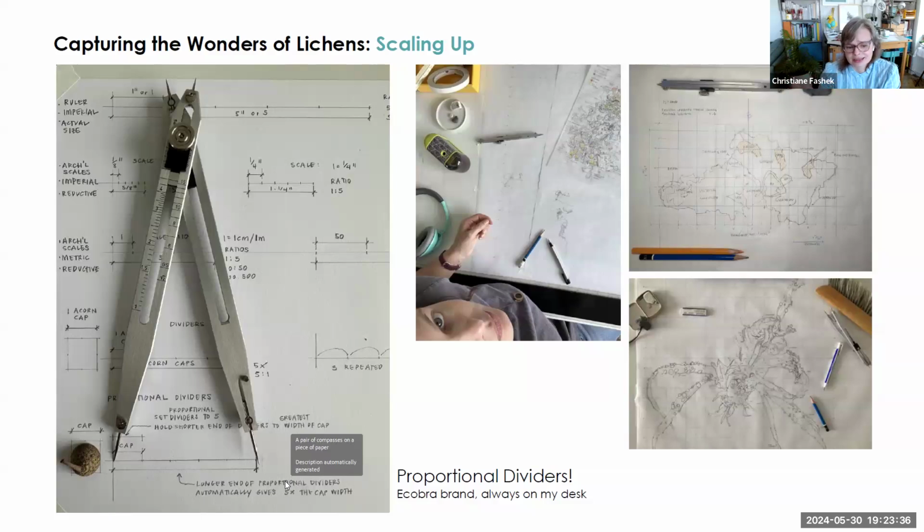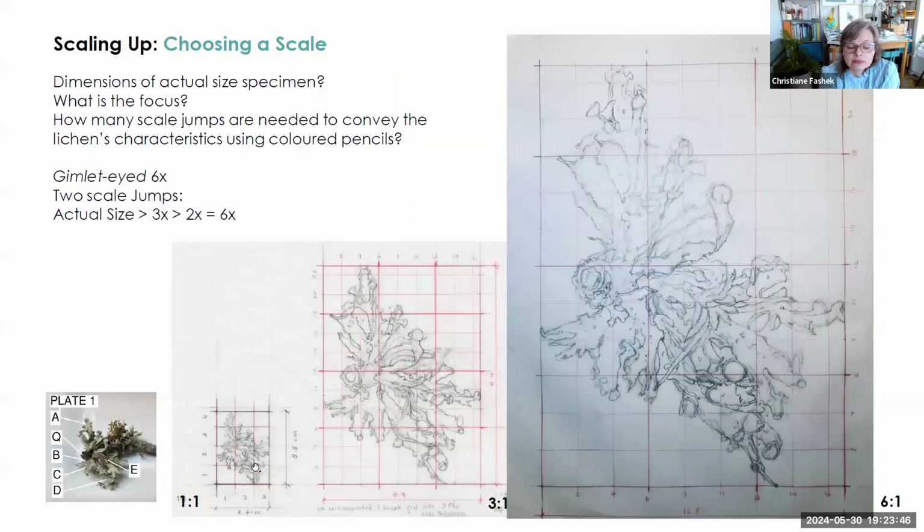These are always on my desk. You can spot the divider in these photos and all through the rest of the presentation, pretty much. So as an architect, I'm facile with reductive scale, making things smaller, but it was a revelation to use magnified scale to see and to draw what I felt was missing during my lichens on a twig 1-to-1 phase.